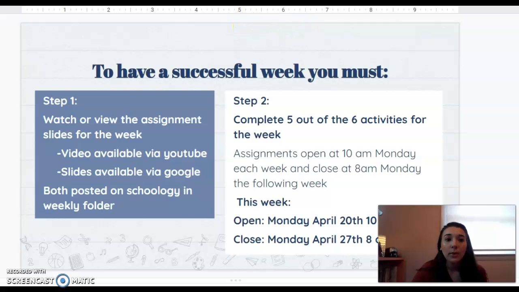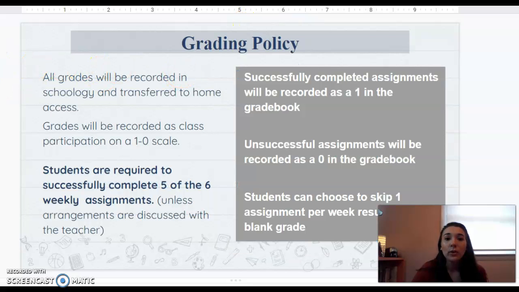Alrighty. A little bit more about the grading policy. All grades will be recorded in Schoology and then transferred to Home Access. So you can view your grades either on Schoology in the gradebook or on Home Access. Now, the tech department is working very hard to make sure this links and works perfectly. There may be some issues the first couple weeks, and so if you are noticing anything that looks irregular or does not seem to line up with the work that you've been doing, please just talk to me and we'll get it figured out with the tech department.